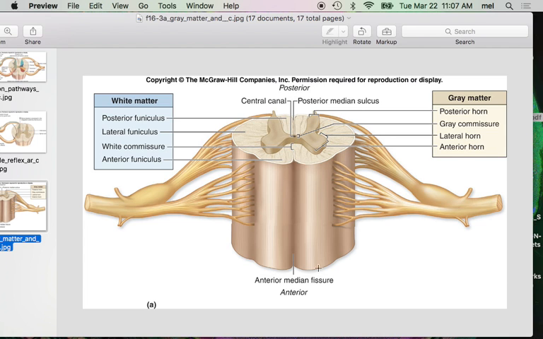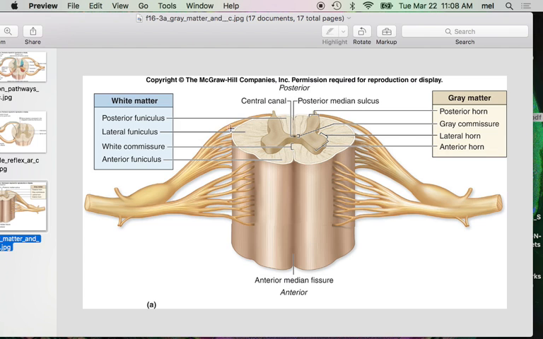Okay? As long as you can look at this and tell anterior from posterior, which you should be able to do pretty dependably now, then labeling the gray matter and the white matter is easy, because these are anterior, these are posterior, okay? So these white areas right here are called the anterior funiculi, or use the term that everybody else uses. They call them anterior white columns, because isn't that what they are? They're like white columns going up and down.